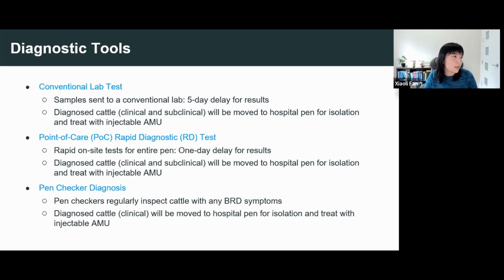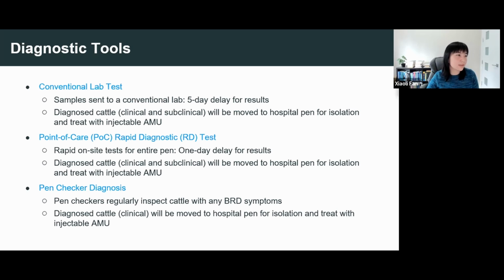And there are 3 different diagnostic methods in our study. The first one is what we call the conventional lab test, where samples will be collected from the cattle at arrival, and then they will be sent to a reference lab. We assume there's a 5-day delay for the result.